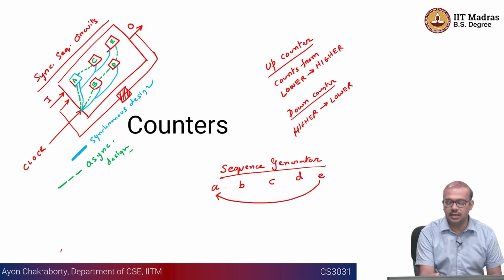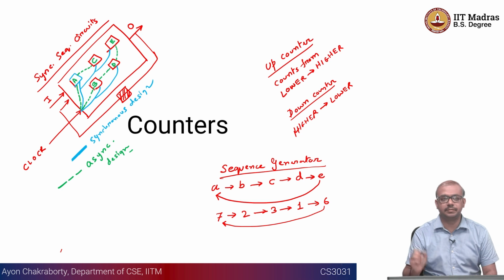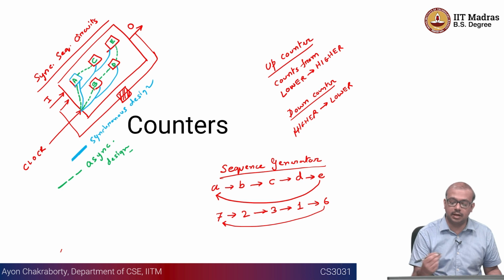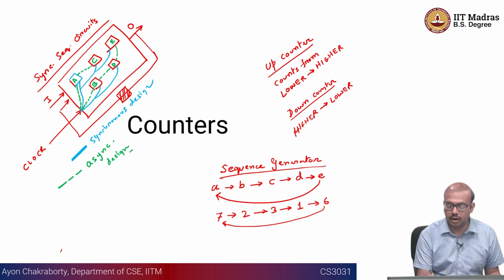This A, B, C, D, E are not consecutive numbers. They could be anything, right? A could be 7, B could be 2, C could be 3, D could be 1, and E could be 6, and then it goes back to the start. Not only that, they could even consume more bits to individually represent. Let me qualify what I am saying. Instead of 7, I could even write 70, followed by 20, followed by 30, followed by 10, followed by 60, and then back to 70.